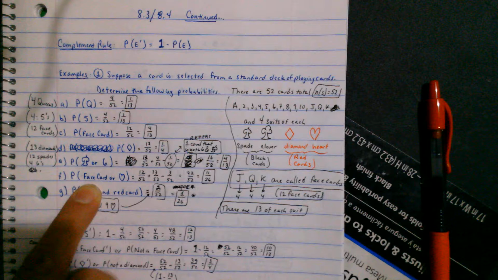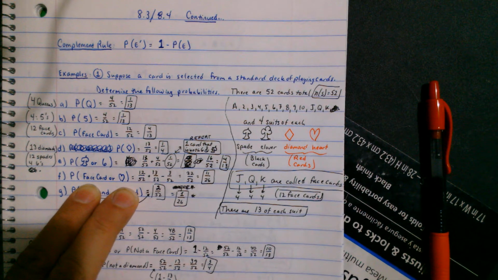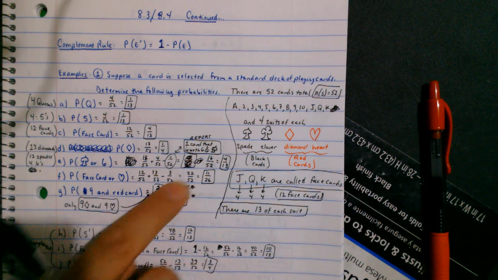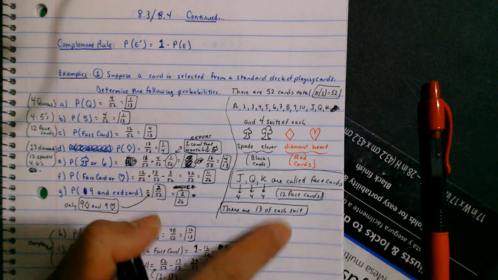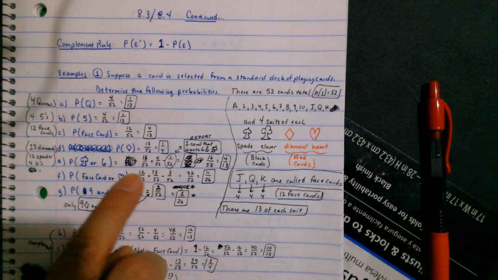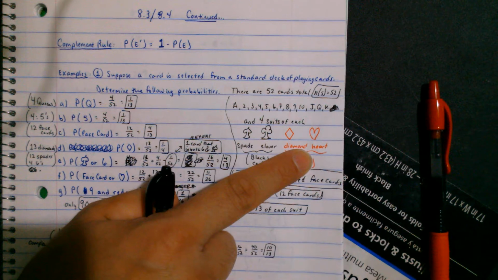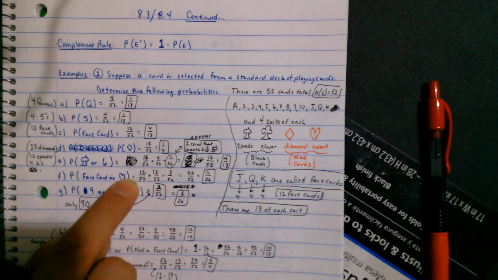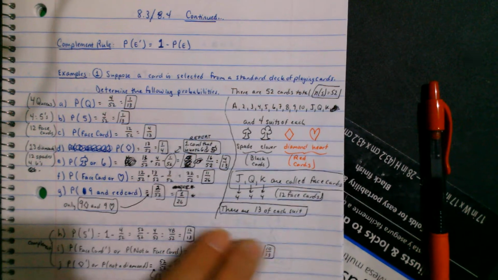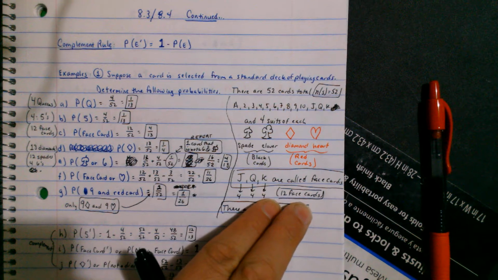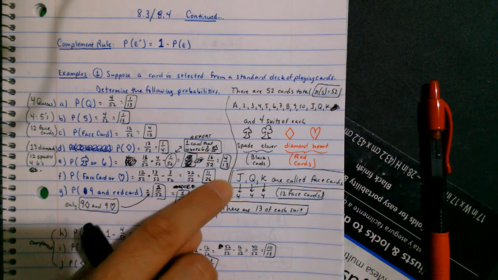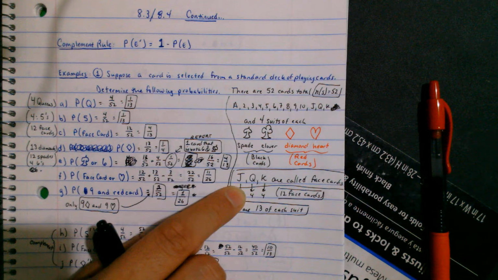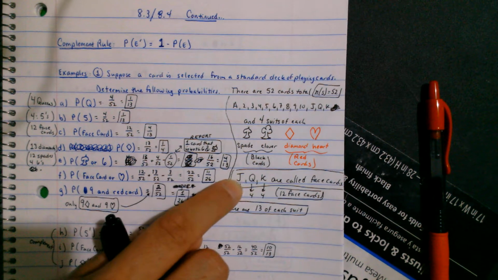But what about a face card or a heart? Well, there are 12 face cards. And there are 13 hearts. So 12 out of 52 plus 13 out of 52. However, out of these 12 face cards, 3 of them are hearts: jack of hearts, queen of hearts, and king of hearts.